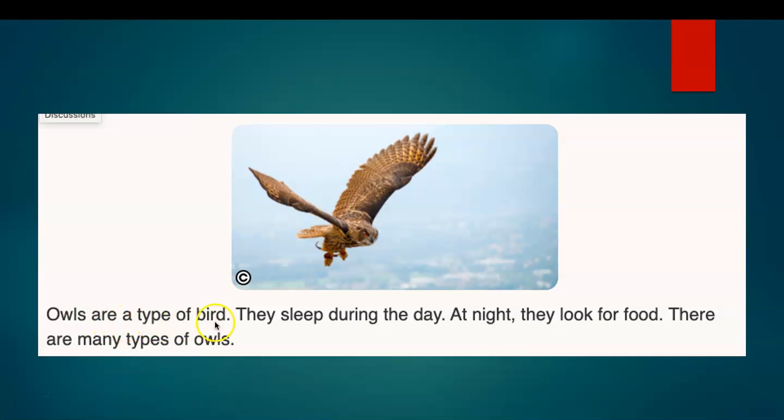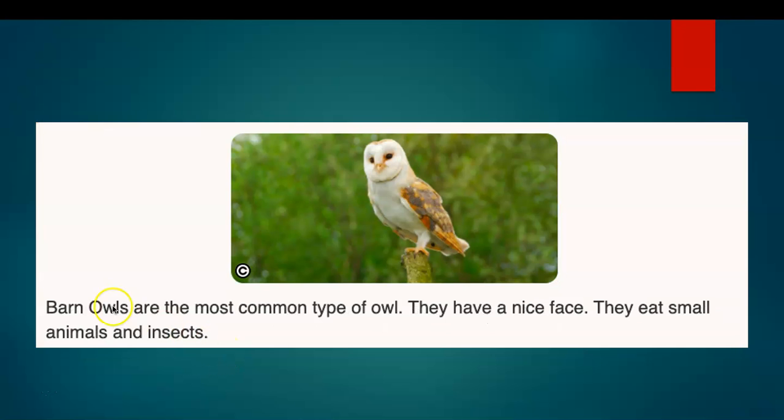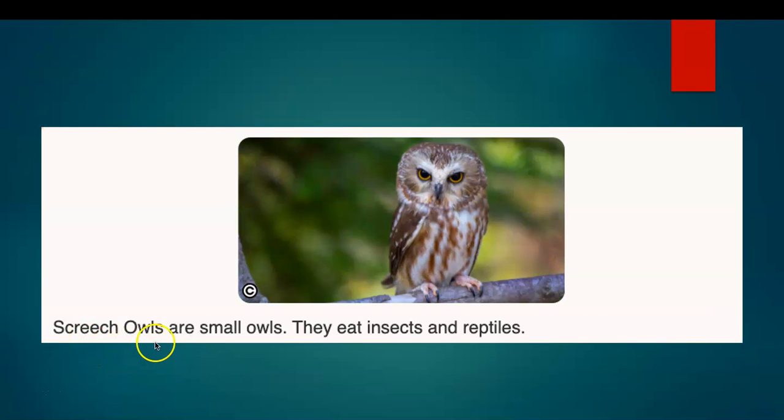Owls are a type of bird. They sleep during the day. At night, they look for food. There are many types of owls. Barn owls are the most common type of owl. They have a nice face. They eat small animals and insects. Screech owls are small owls. They eat insects and reptiles.